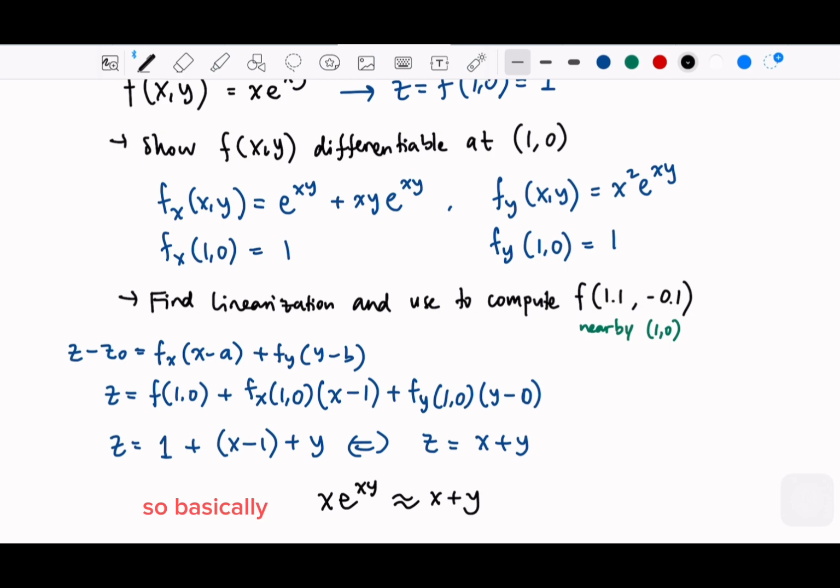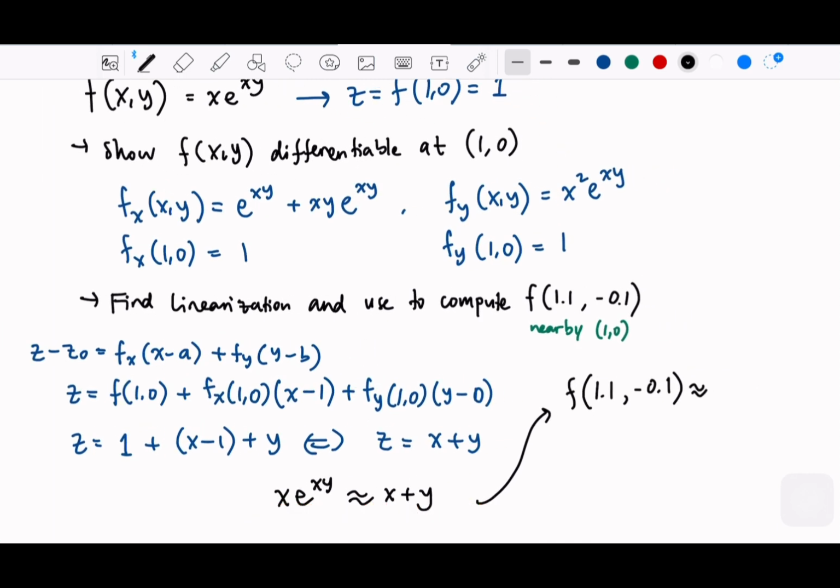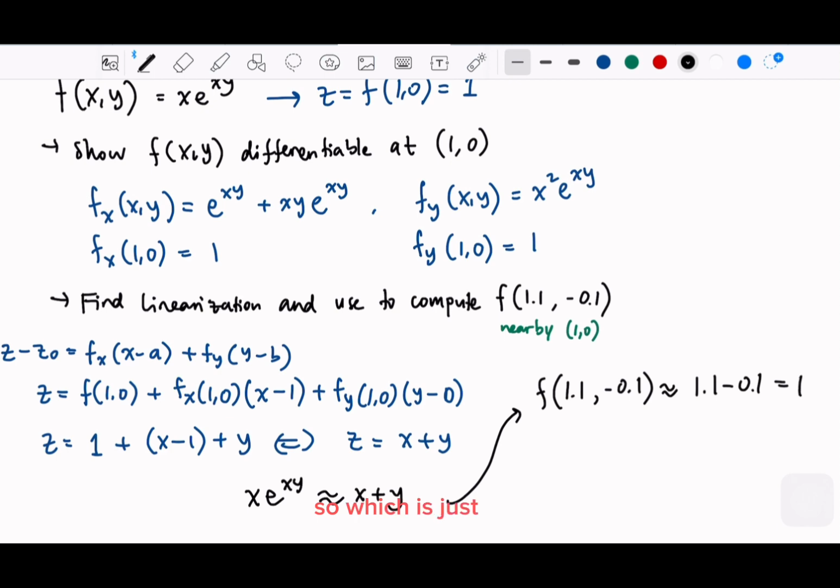So basically, if you want to compare the results later, you will see that it is going to be closer. The value will be close. So you will see that we can just take this 1.1 and negative 0.1, and we put them into x plus y, and this will be our approximation value. So we want to compute this, right? We can compute through x plus y. So 1.1 minus 0.1, which is just 1.